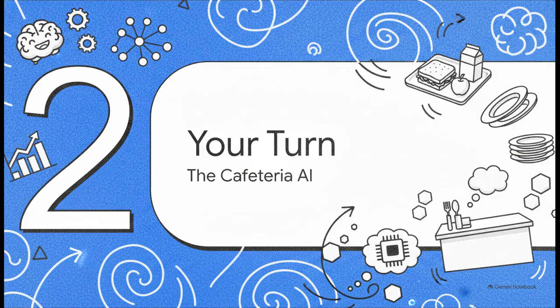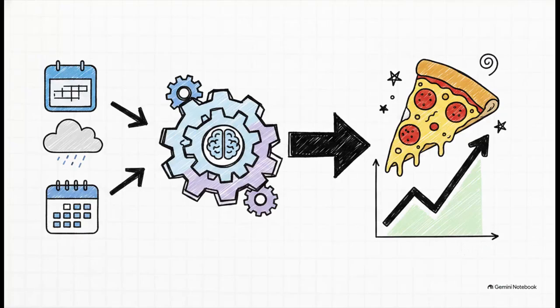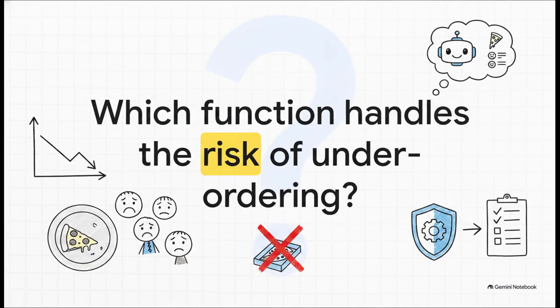Okay, your turn, the cafeteria AI. Now it's your turn to transfer this to a totally new scenario. Imagine a new AI model predicting school lunch demand. It looks at past cafeteria data, what students ordered, the weather, the day of the week, and finds patterns to predict exactly how much pizza the school should order for this coming Friday. But let's identify a risk here. What if the AI model gets it wrong? What if the statistical trend was slightly off and it predicts way too little pizza and kids go hungry?